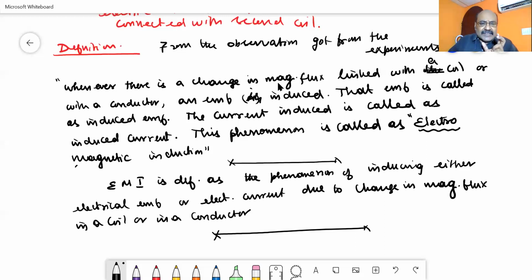From this concept of electromagnetic induction, Faraday gave two laws called Faraday's laws of electromagnetic induction. That we shall see in our next video, and hope you have understood.